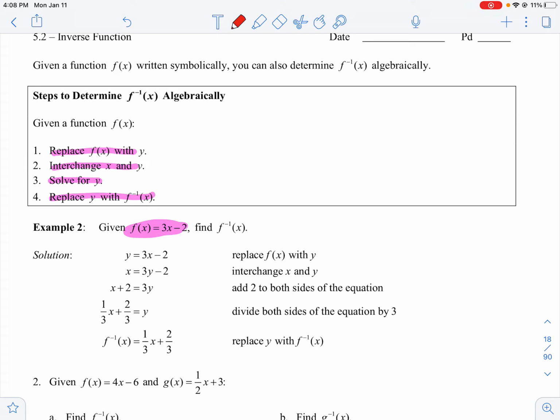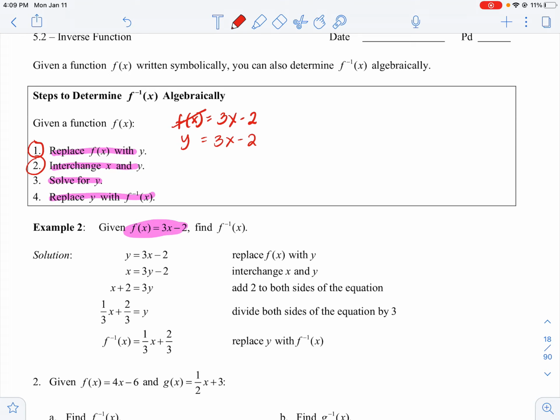I am going to be using this example over here, and I'm going to strictly follow every single step. First, you write the given function: f of x equals 3x minus 2. The first step is to replace f of x with y. So I'm going to replace the f of x with y. Next, interchange x and y.